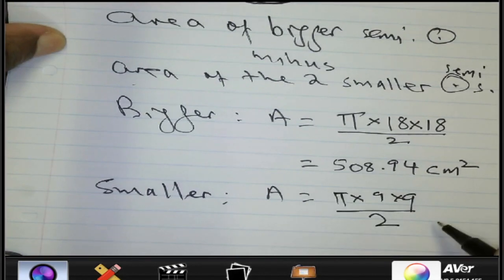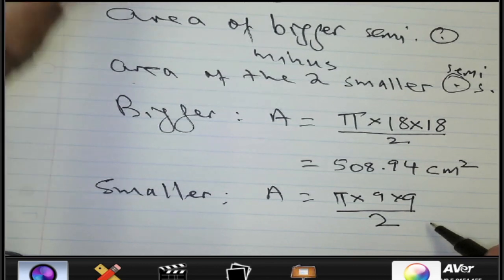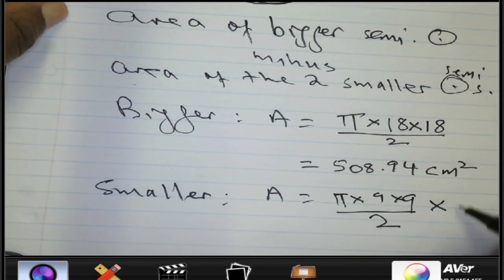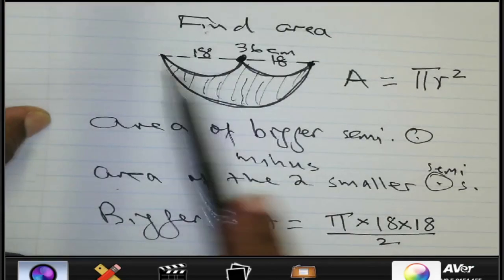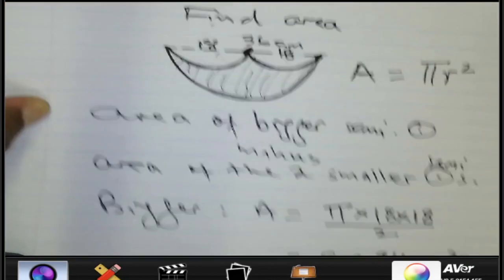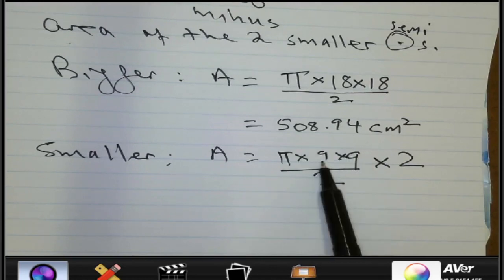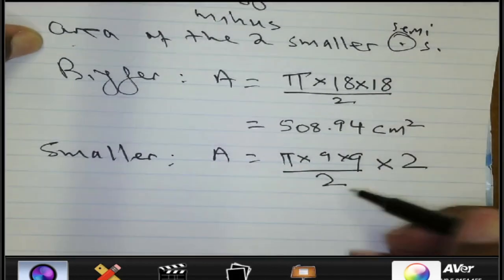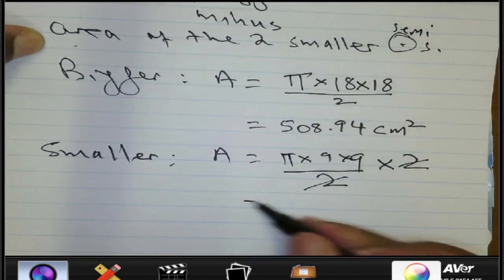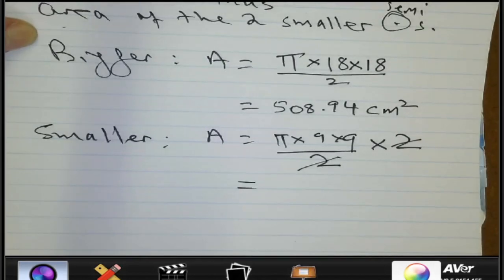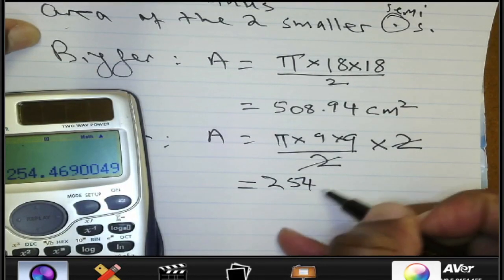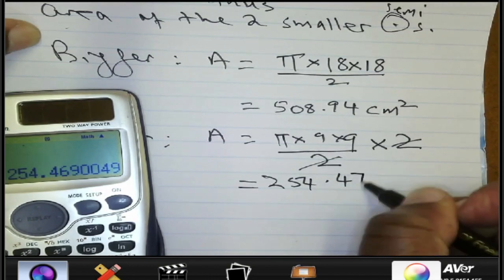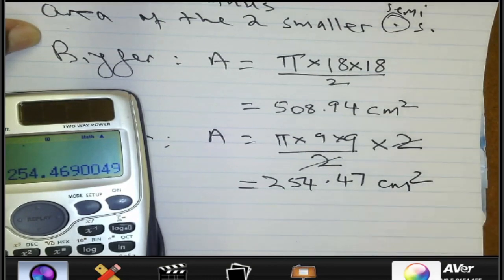But how many circles are there? There are 2 semicircles, sorry. So can we multiply this by 2 now? Because these two have the same area. So work out the area of one, then multiply by 2 because there are 2 of them. You'll notice these will cancel out. You can do this in many other ways. Then using your calculator, I think that is 254,47, right? Yes. Square centimeters.